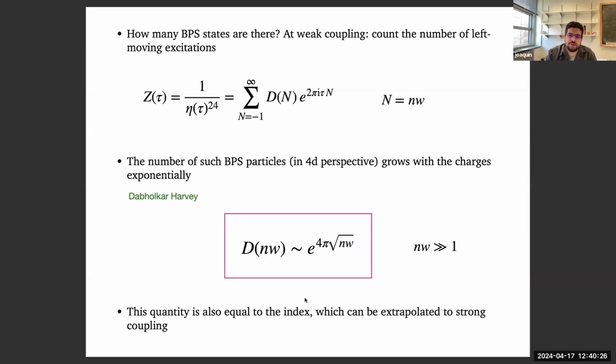We will be interested not at zero string coupling, but at finite coupling. And at finite coupling, we cannot trust this equation anymore, but what we can trust is the index. So if we count not the total number of states, but the number of states weighted by (-1)^F, then this is a quantity that will be unchanged and can be extrapolated to strong coupling. So at the very least, we have a prediction that there should be this large number of VPS states even at non-zero coupling. And this was computed by Dabholkar-Harvey a long time ago.